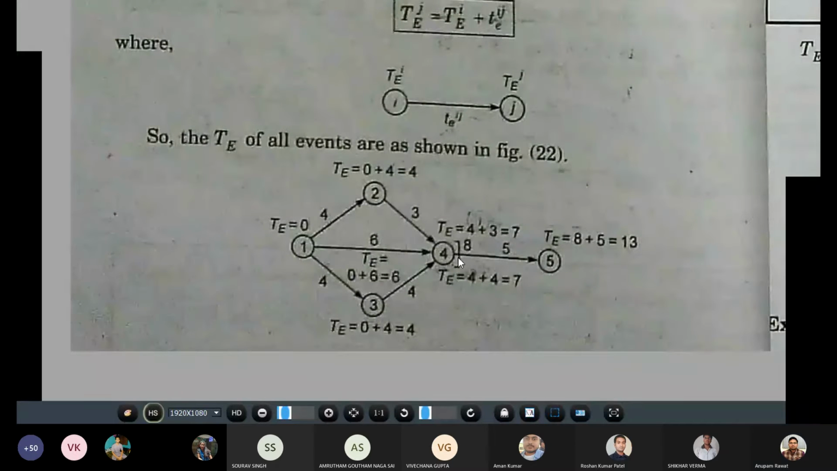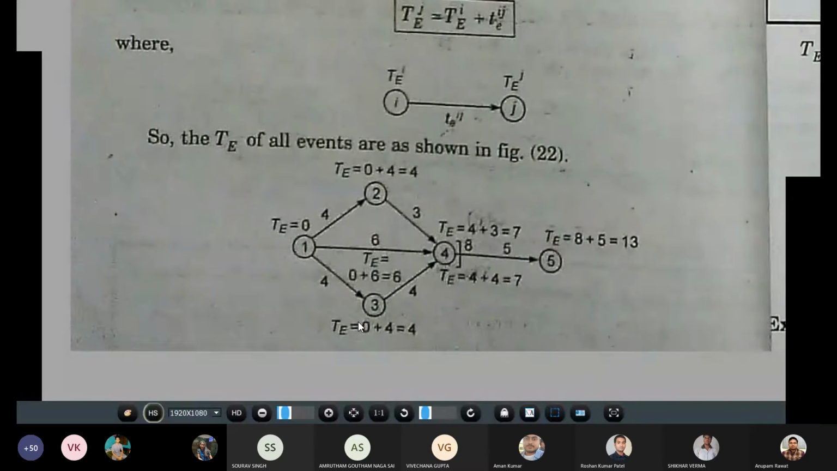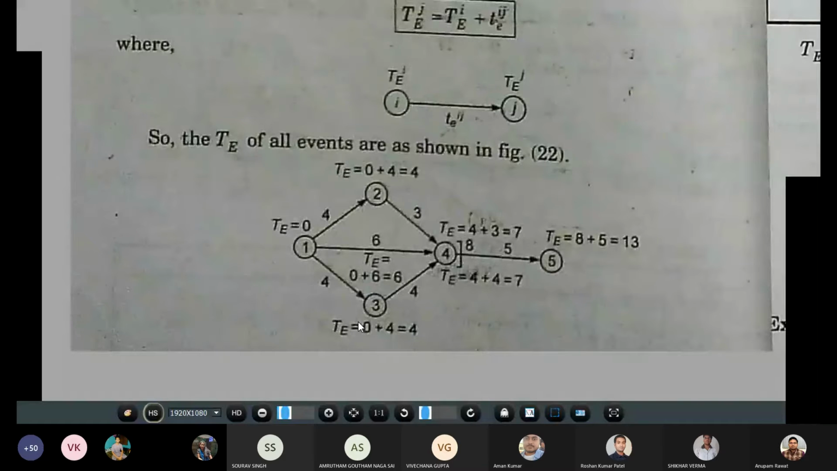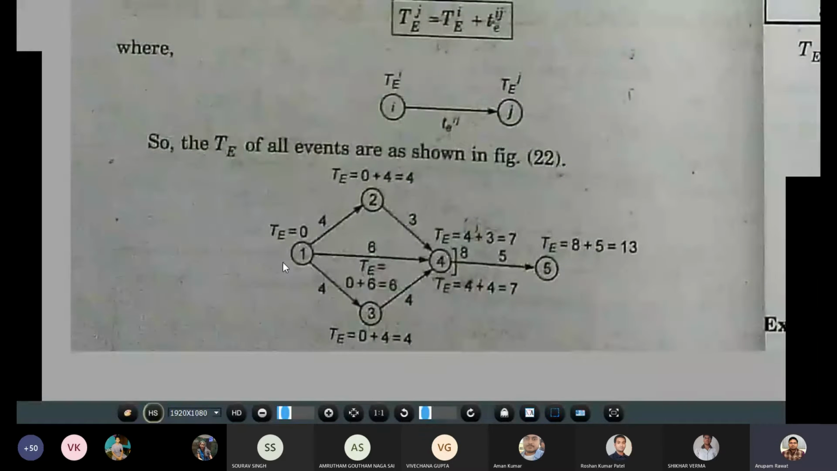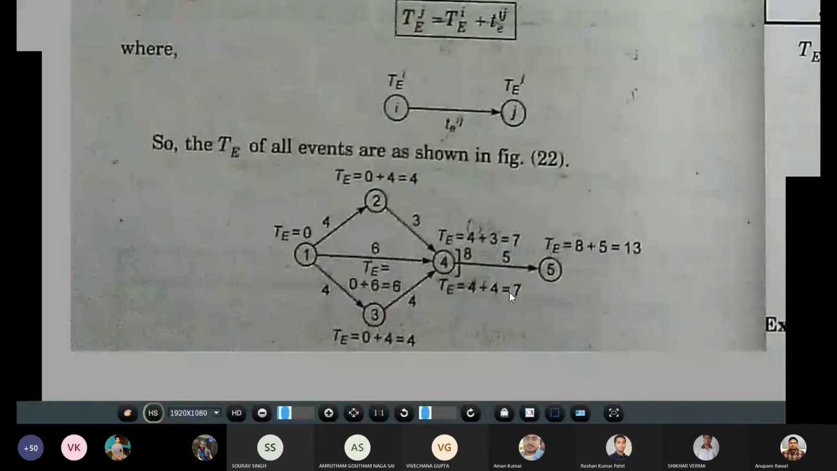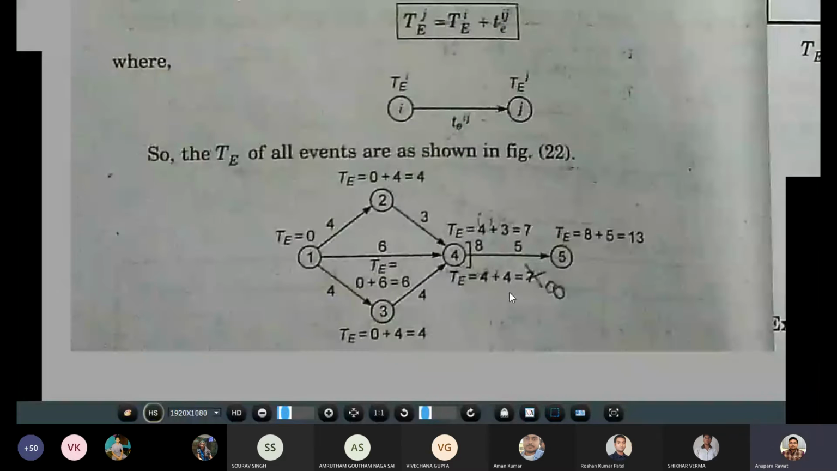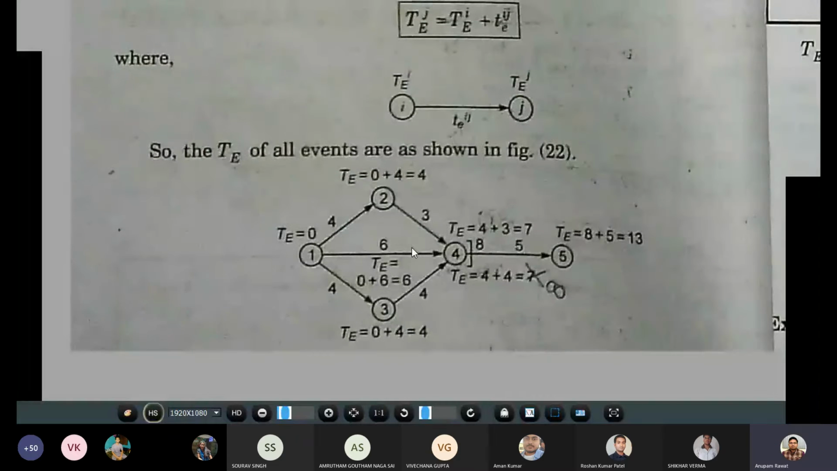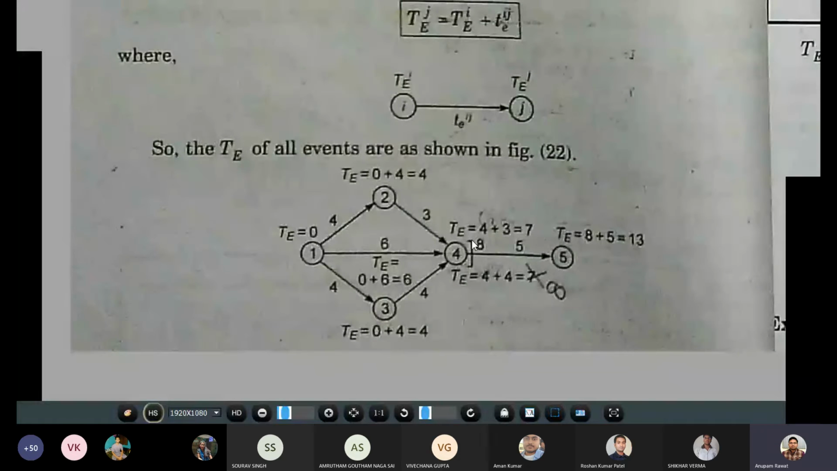For path 1 to 4, it is 6, and for path 1, 3, 4, it is 4 plus 4 is equal to 8. Here it is also written wrong. 4 plus 4 is equal to 8. So now we see that at event number 4, the TE has 3 values: 6, 7, and 8.